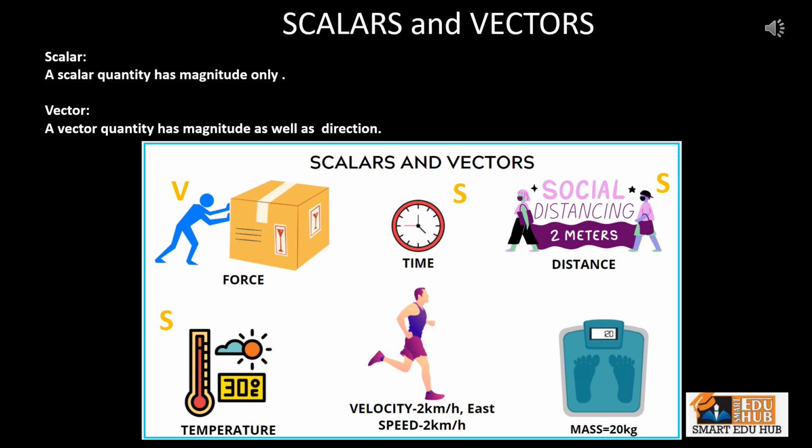In the next image, two quantities are mentioned about the runner, velocity and speed. Velocity has direction included in it and hence it is a vector quantity as compared to speed, which is a scalar quantity. Finally, the last image is of a weighing machine, which shows mass as 20 kilograms. This is clearly a scalar quantity. On the other hand, weight is a vector quantity because it is a force.